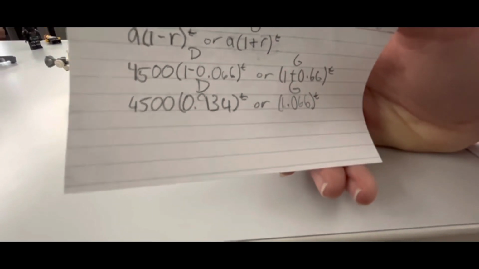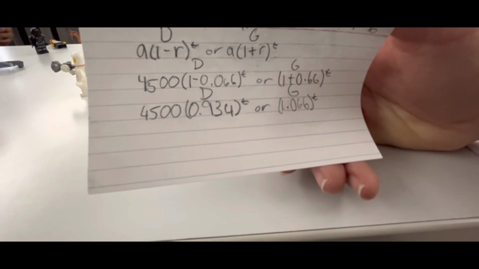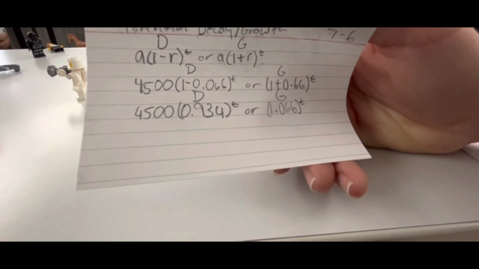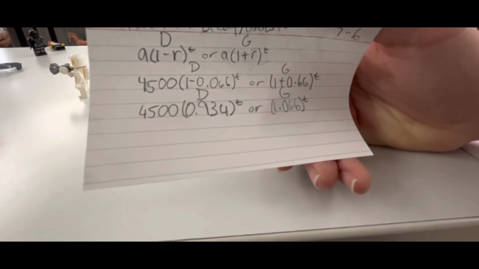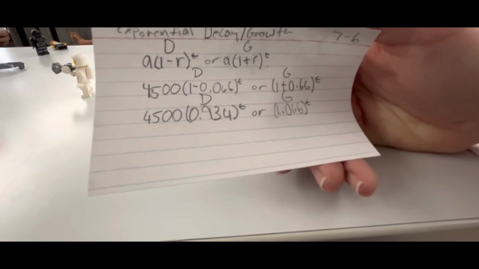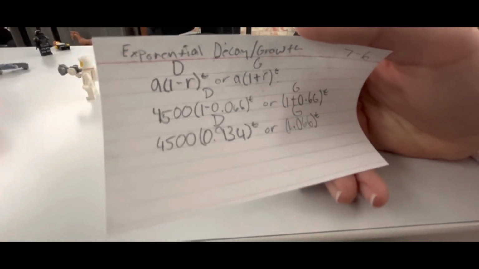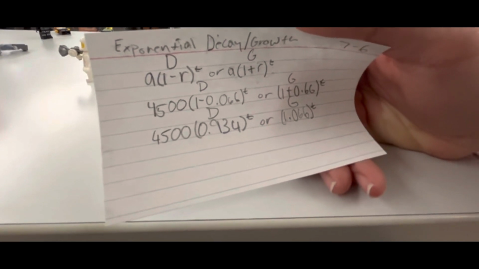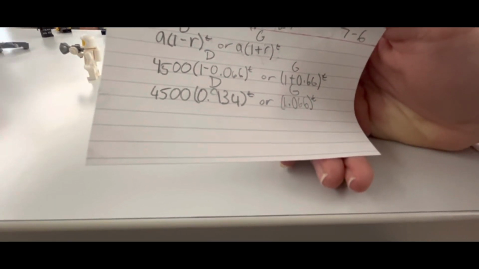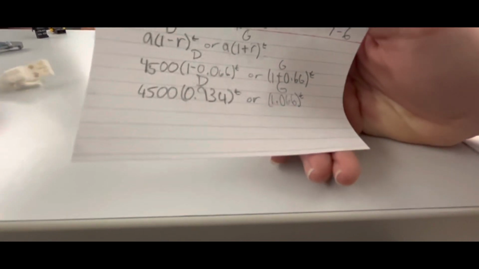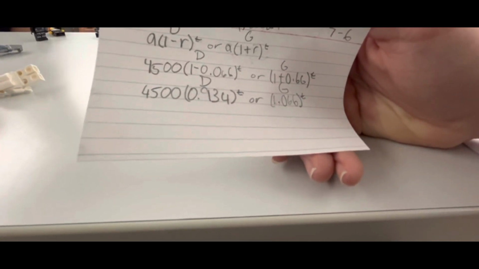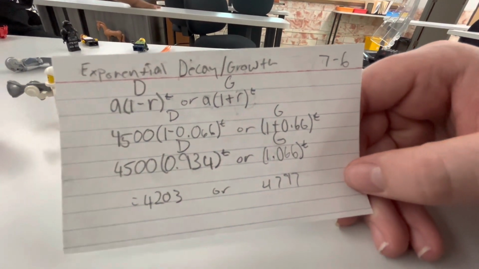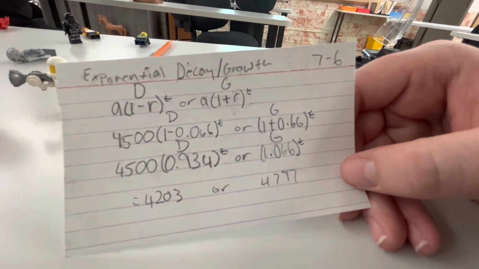Plug 4,500 in for a, and then plug 0.066 in for r. So the equation would then be 4,500 times 1 minus 0.066 to the t power, or 4,500 times 1 plus 0.066 to the t power. So the answer would be 4,203, or 4,797.